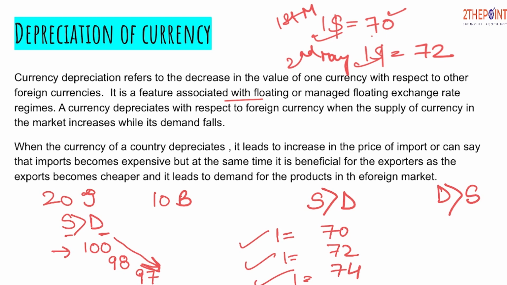When the currency of a country depreciates, it leads to an increase in the price of imports, or you can say that imports become expensive. I will explain. I told you to understand the appreciation case properly, it would make your life much easier. So again, we'll take that $1 is equal to 70 rupees, and the bill is of $10. So the importer has to pay 700 rupees to clear the bill of this $10.